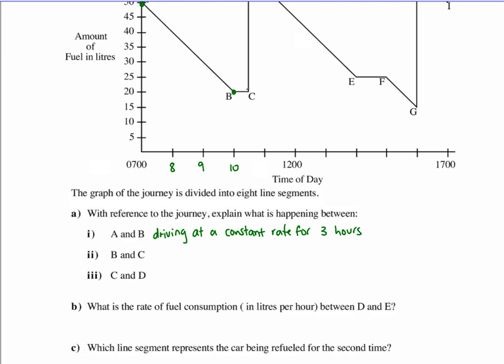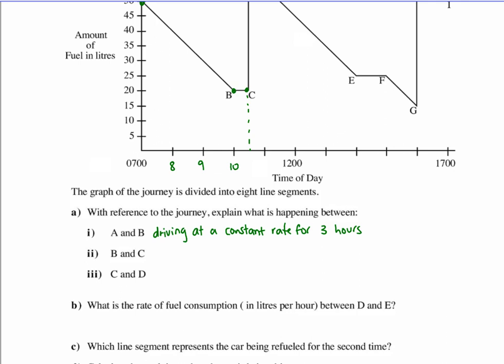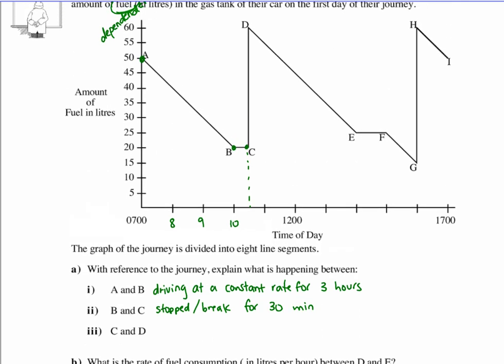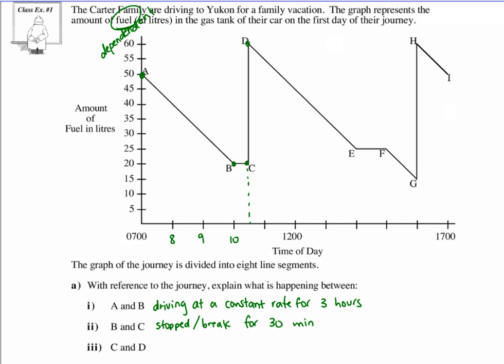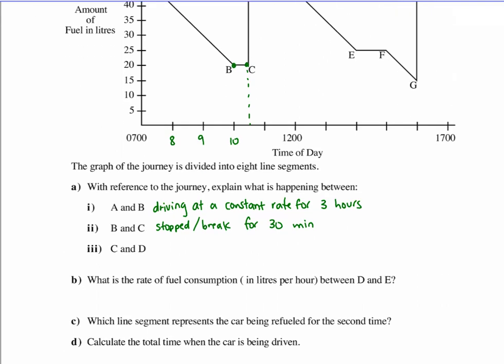Okay, so B to C. That looks like 30 minutes, right? That would be about 30 minutes from 10 to 10:30. So for 30 minutes, they're stopped. The fuel is not changing. So they're stopped, or they took a break for 30 minutes. And then from C to D, all of a sudden, the fuel in the tank goes from 20 liters to 60. So that looks like they fill up their tank. So they're refueling their tank.